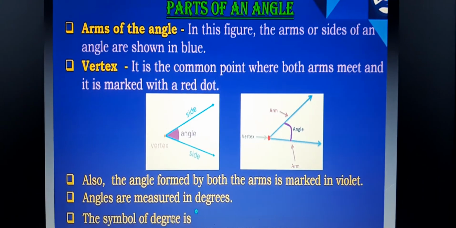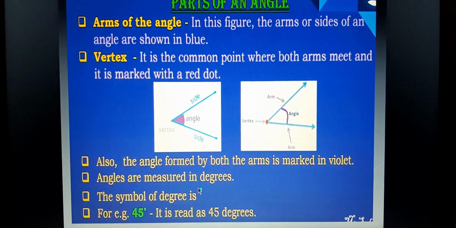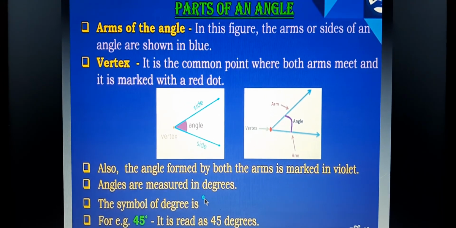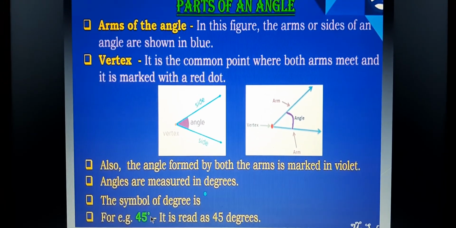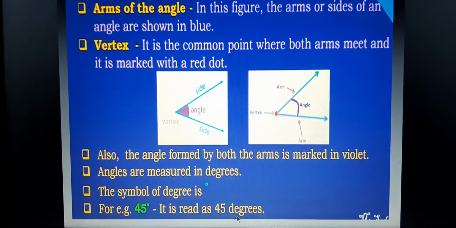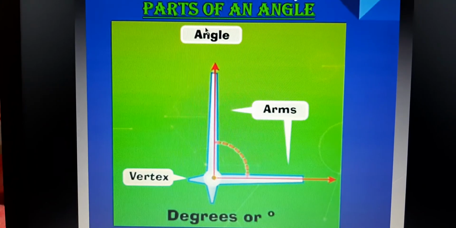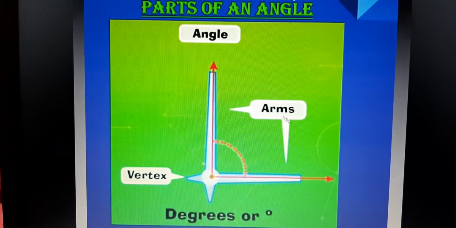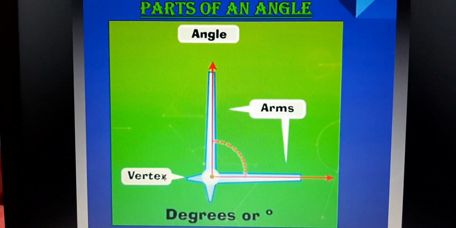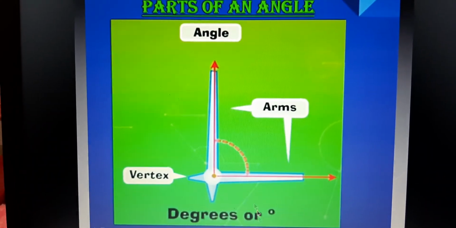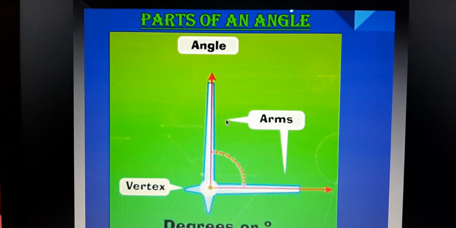How is it symbolized? The symbol is given here. The small zero on top, like an O, is called a degree. For example, how is it written? 45 degrees, with the small circle. It is read as 45 degrees. So here you can see the parts of an angle in the diagram, how you can draw it neatly. These two are called the arms. The joining point is the vertex, and this dotted red line is the angle arc, right?